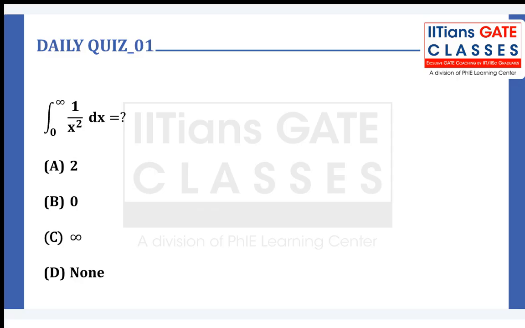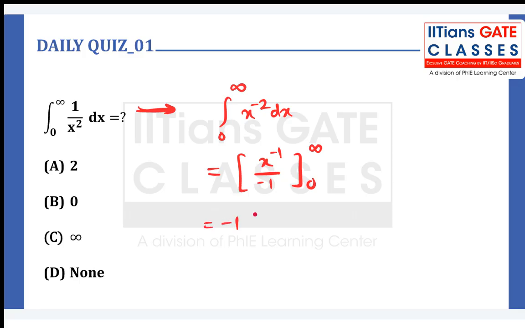Okay, it's a tricky one because these kind of questions are not usually asked, but sometimes just to confuse students, they give these kind of things. The reason is, if you do this in the conventional way, you can write this as x power minus 2 dx, and then the formula is x power n plus 1 by n plus 1, right? So that will be minus 1 by x going from 0 to infinity, right? If you take minus 1 outside, it is basically 1 by x from 0 to infinity.